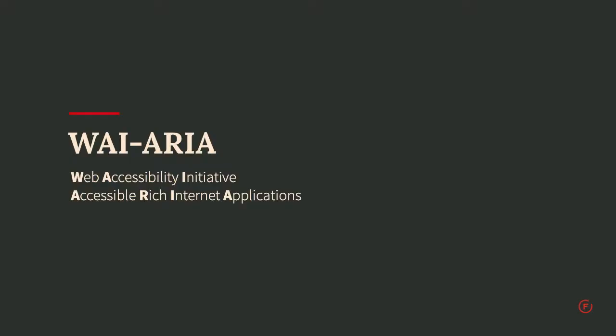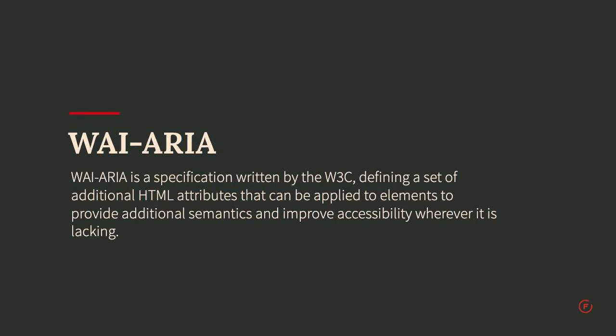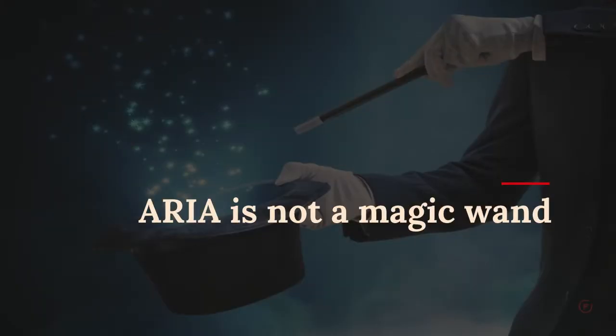What is ARIA? ARIA stands for Web Accessibility Initiative, Accessible Rich Internet Applications. It's actually a lot easier to just say "why ARIA", so we'll refer to it as that for the rest of the talk. It's a specification that defines a set of additional HTML attributes that can be applied to elements to provide additional semantics. So in the situation we talked about before with the markup, you saw the classic anti-button pattern where we're just using a div that provided no actual semantics. You can change that behavior by using ARIA.